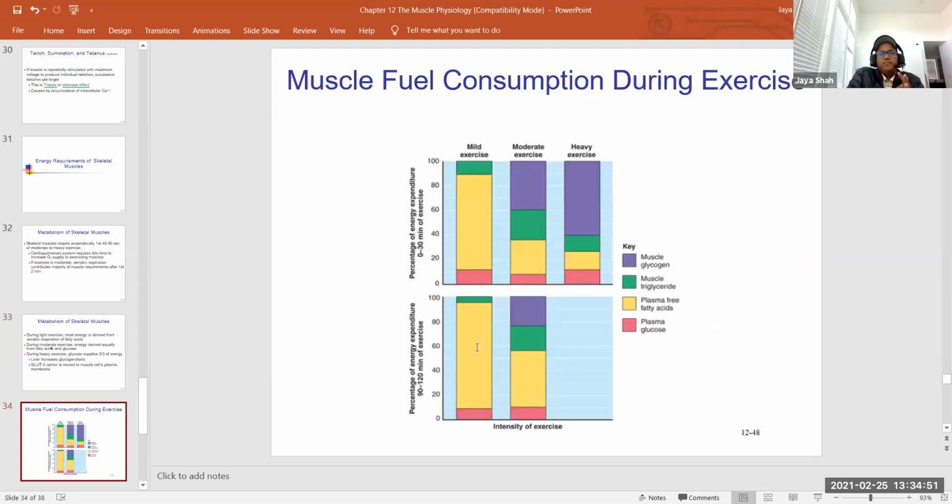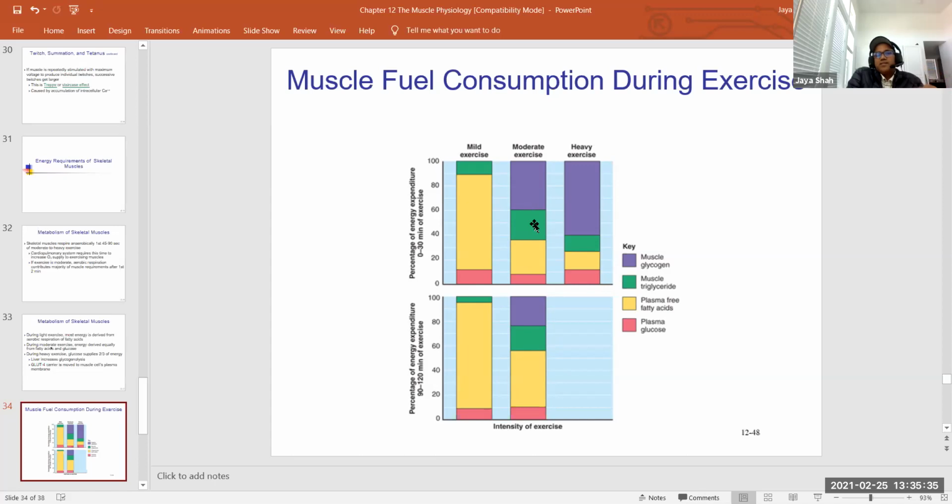So you can see in this diagram, this is the percentage of energy expenditure during 30 minutes of exercise. Muscle glycogen, our muscle stores glycogen in the form of big chain of carbohydrate, muscle triglycerides, plasma free fatty acid, and plasma glucose. So mild exercise, most of the energy is coming from fatty acids. So let's say if you are walking, you walk like 1 hour, you burn a lot of fat.